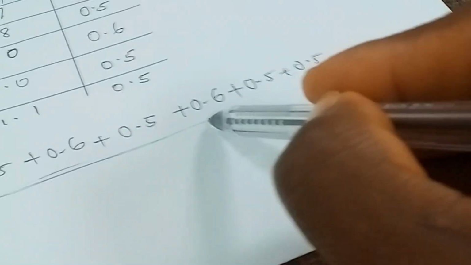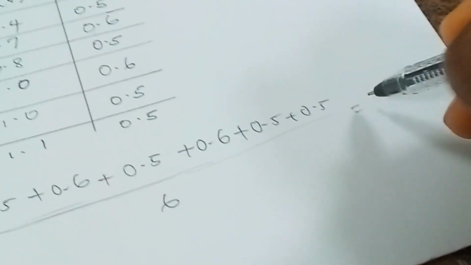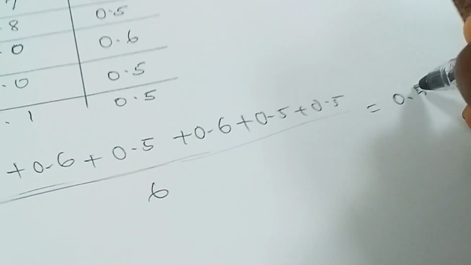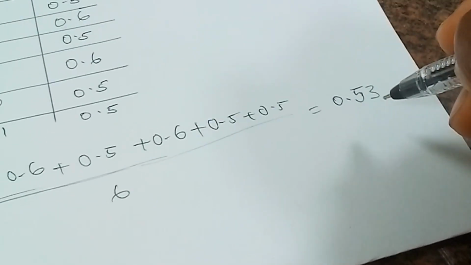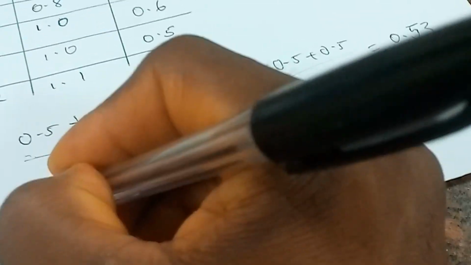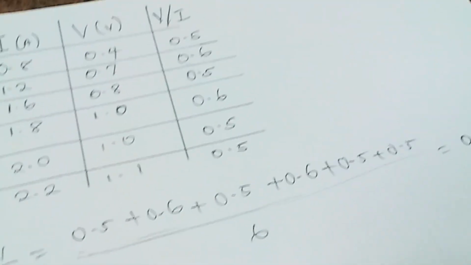All over 6. This will give us 0.53. So that we have the average effective resistance to be approximately 0.5.